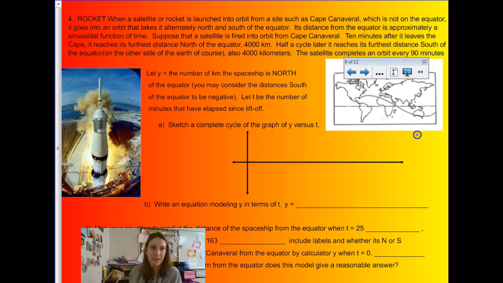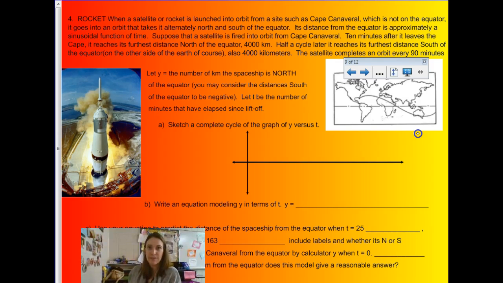When a satellite or a rocket is launched into orbit, such as Cape Canaveral launches things all the time, right? Which is not on the equator. It goes into orbit that takes it alternately north and south. Its distance from the equator is approximately a sinusoidal function.